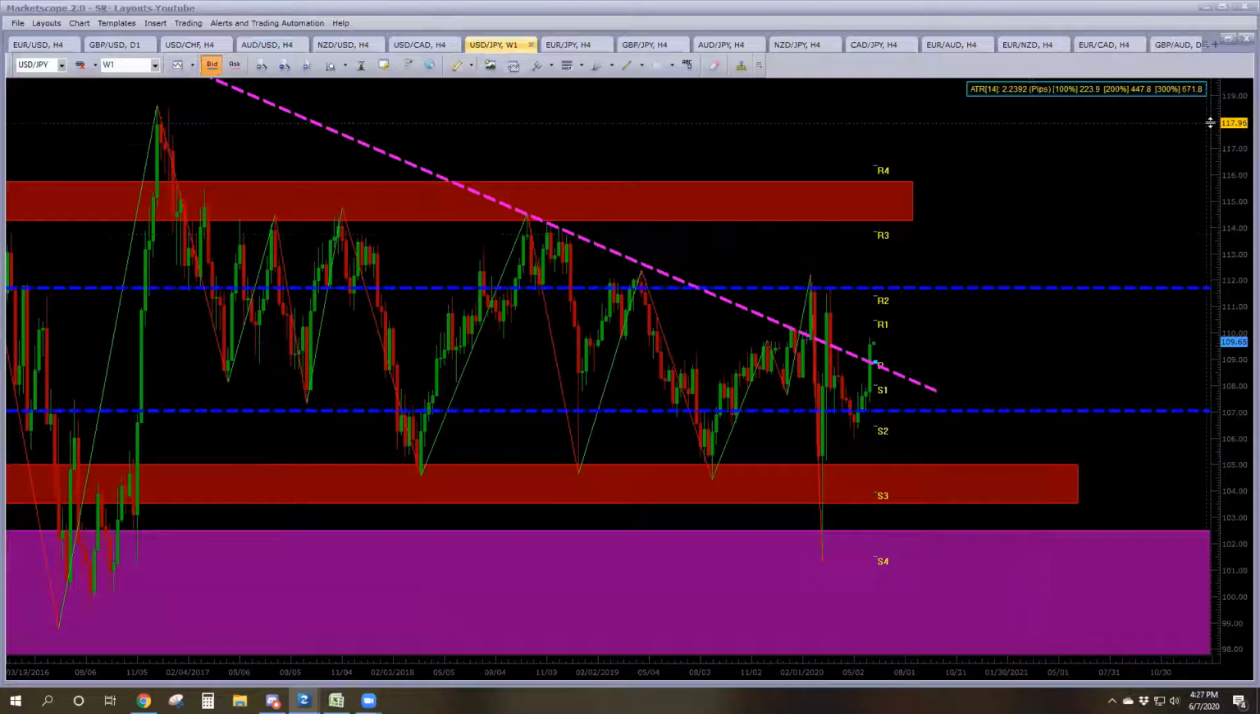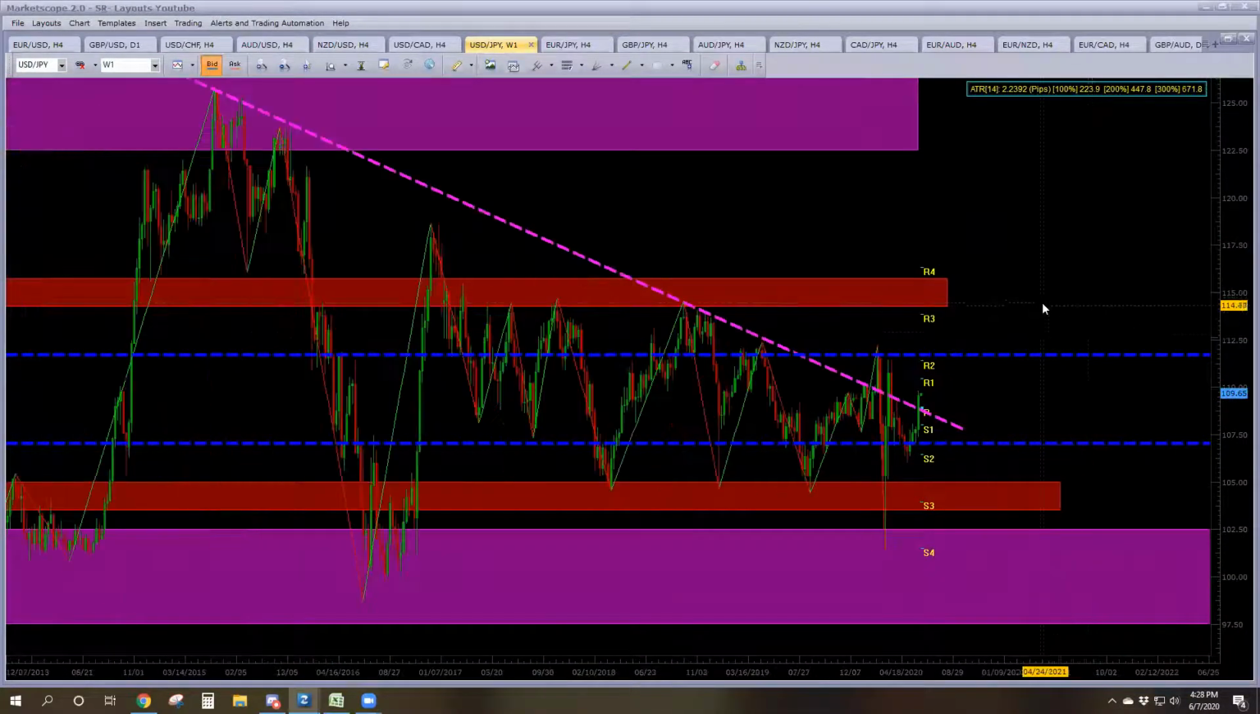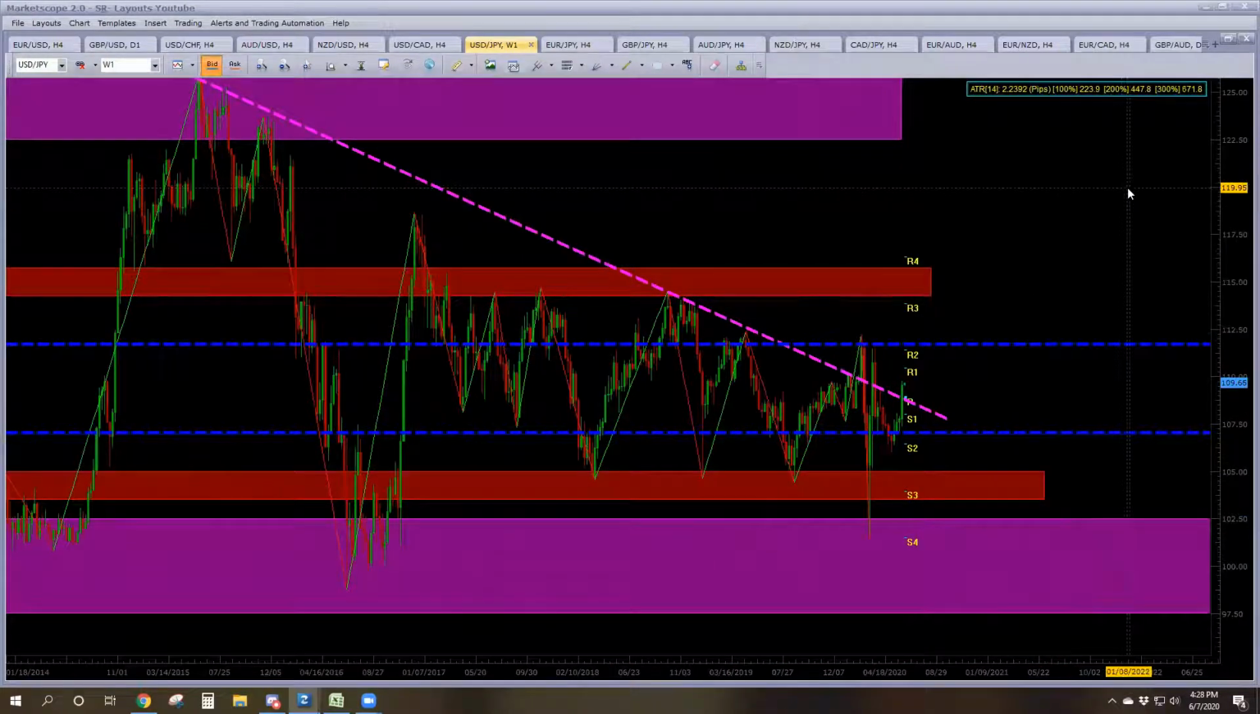All right, guys. So next up, we're going to be talking about the dollar yen. Once again, we came out of the monthly support, weekly resistance. Monthlies are my purple zones. Weeklies are my red zones.